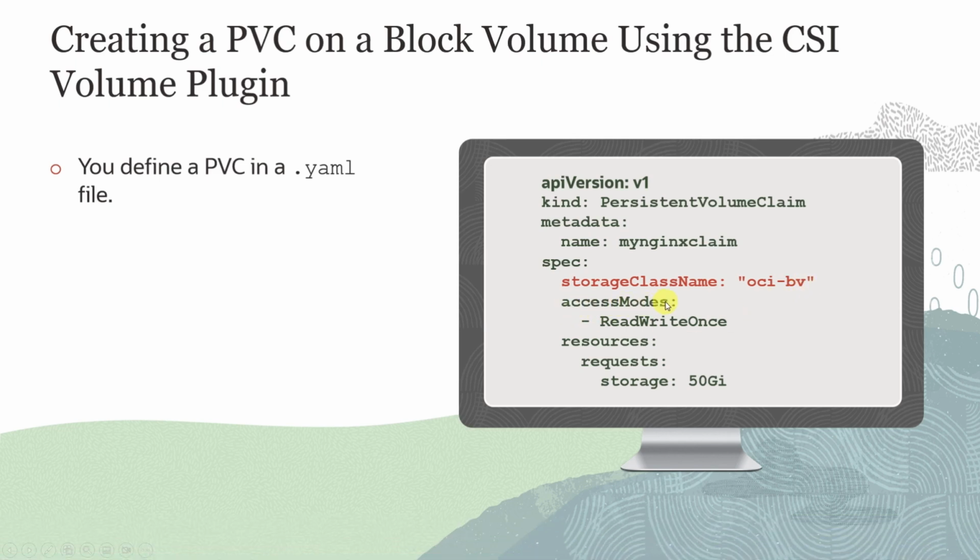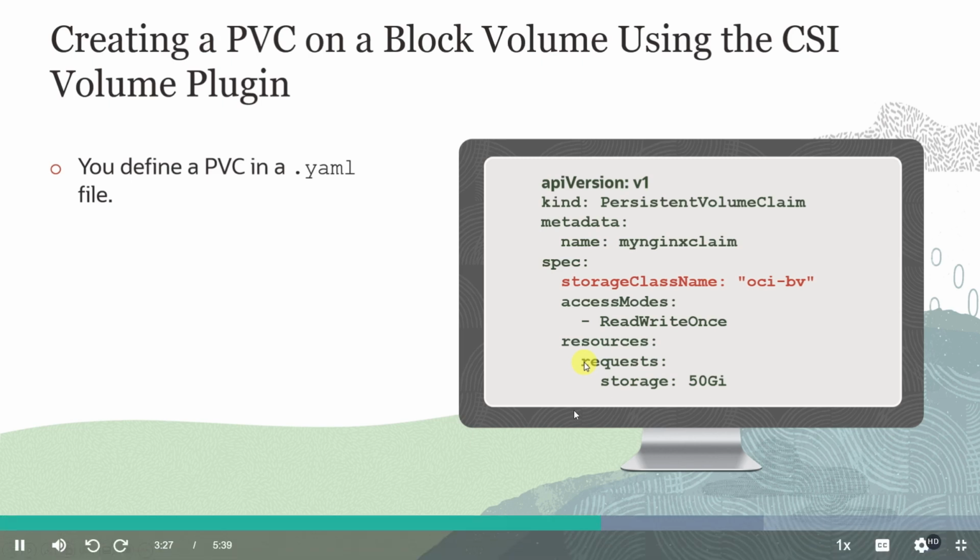Access modes defines the desired access mode for the volume. In this case, it is set to read-write once, meaning the volume can be mounted as read-write by a single node. Resources field specifies the requested resources for the PVC. Request here defines the amount of storage requested for the PVC, and storage specifies the requested storage capacity, which is 50 GiB, or you can say 50 gigabytes in this case.